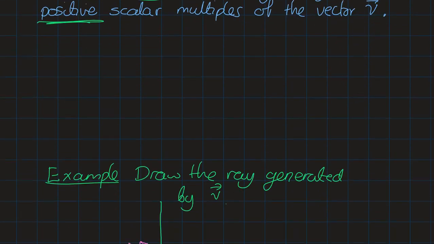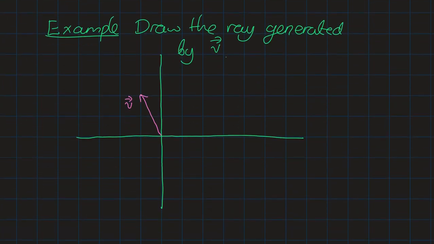So let's quickly look at what this looks like. This is a really simple example. It says draw the ray generated by v, and I've drawn v on the diagram for you. All you do is take all the positive scalar multiples of v, which are just going to stretch this up forever in this direction here, but nothing in this direction. So you don't go backwards. You only go up in one direction. That there is the ray generated by v.